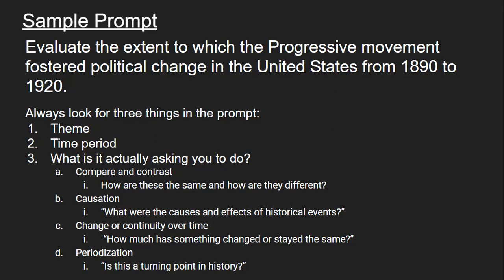The next thing is continuity and change over time. How much has something changed or stayed the same, right? So this might get confused a little bit with causation. Causation is how did A lead to B, right? So A and B are two different things, but A led to B. Continuity and change over time is going to ask you to really think about, say, the rights and privileges of African Americans in the United States. So, looking at how things progressed or didn't between Reconstruction and the Civil Rights Movement. It's not asking how Reconstruction led to the Civil Rights Movement. That would be causation. It's not asking you to compare Reconstruction to the Civil Rights Movement. That'd be compare and contrast. It's how did things change over time, or how did they stay the same over time?